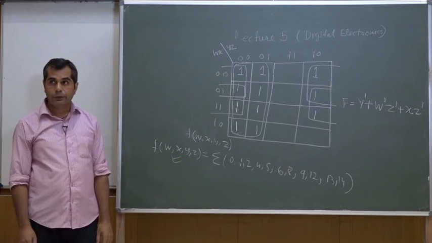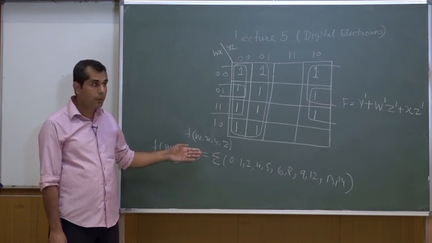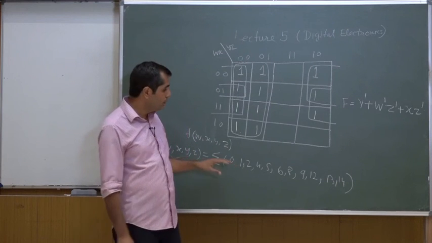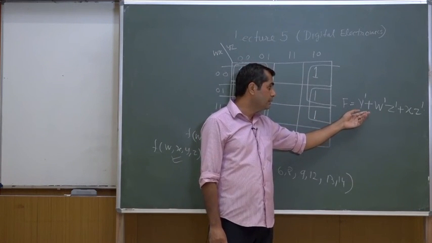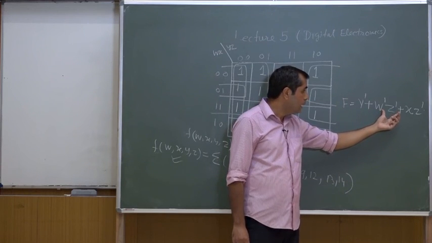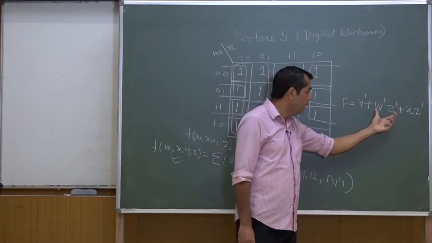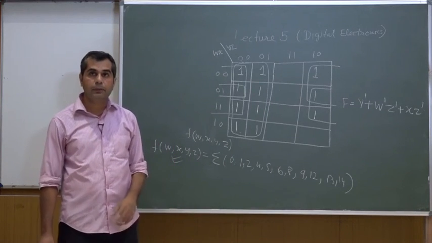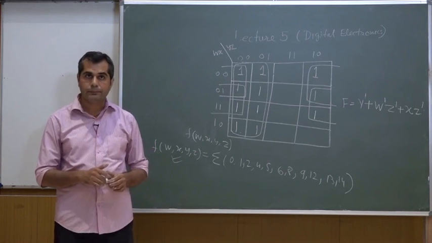You see, there are so many terms here. If you directly go for a gate implementation for this function, you will find that you need a large number of AND gates and OR gates to implement that function. But if you simplify this given function using K-map, you are left with a very simple expression which has two AND operations and another 2 OR operations. So, you can see that using K-map is very useful for simplifying the given Boolean functions. Is it clear?